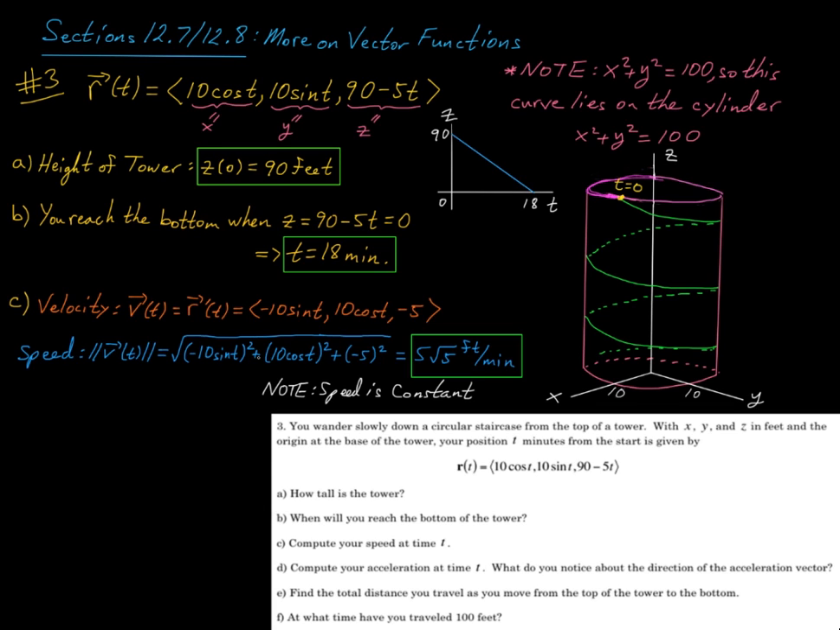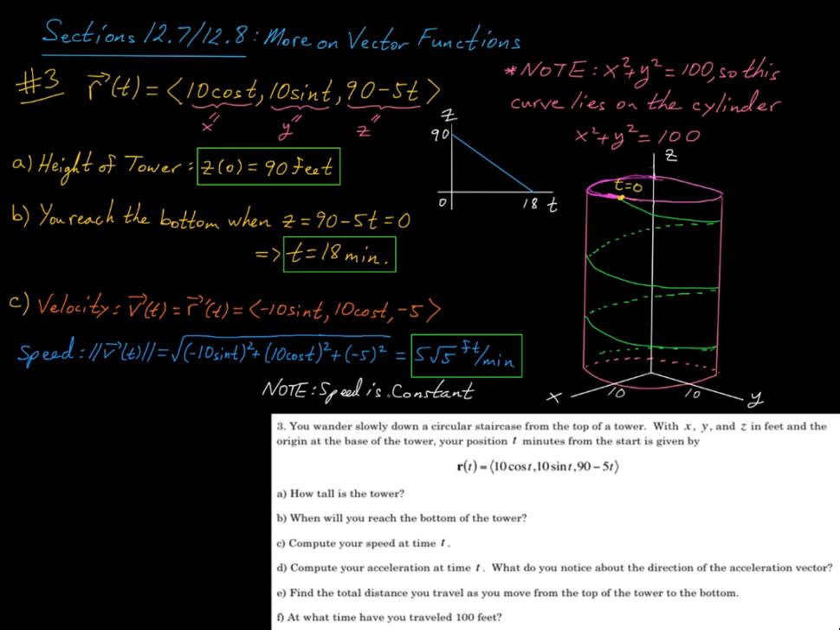Now, the sum of these first two terms is going to be 100 from the Pythagorean identity. And then you're going to get a 25 there. So we're looking at the square root of 125, which simplifies to 5 root 5. And the units here will be feet per minute, because the spatial variables, x, y, and z, are in feet, and the time's in minutes.